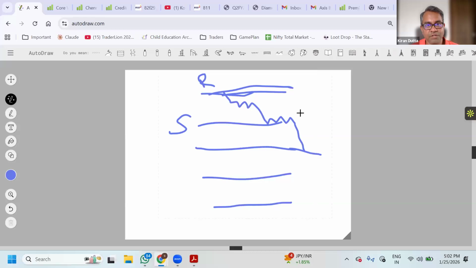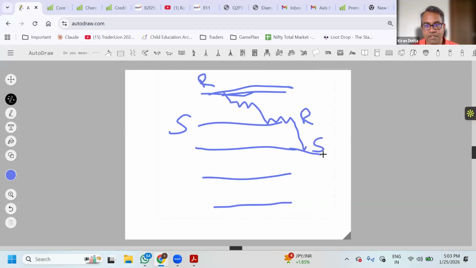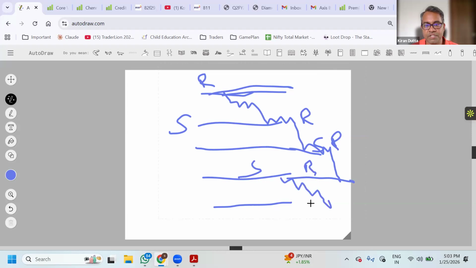Now what will this line become, andi? Resistance. Very good. This line will become resistance and this line will become support, right. Similarly ikkada malli kindaki vachchindi, right. Now this line will become resistance, this line will become support. Similarly ikkada this line will become a resistance and this line will become support, right.